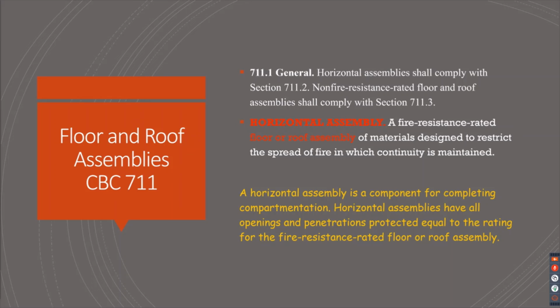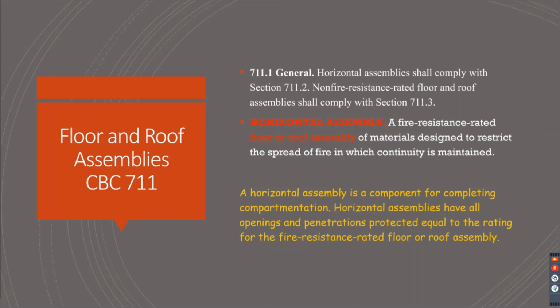711 is the horizontal assemblies. If you notice, that is not the title of this section anymore. They are still talking about that, but they changed the title to be floor and roof assemblies. So CBC 711 is still for your horizontal assemblies, but people will get confused. Your ceiling's horizontal, right? Is that a horizontal assembly? No, not by itself. It's part of one, but it's not by itself. So they changed the name of it as floor and roof assemblies.